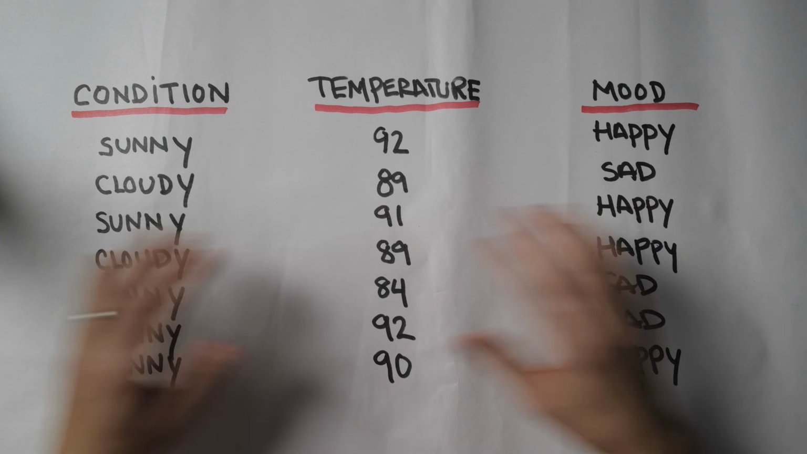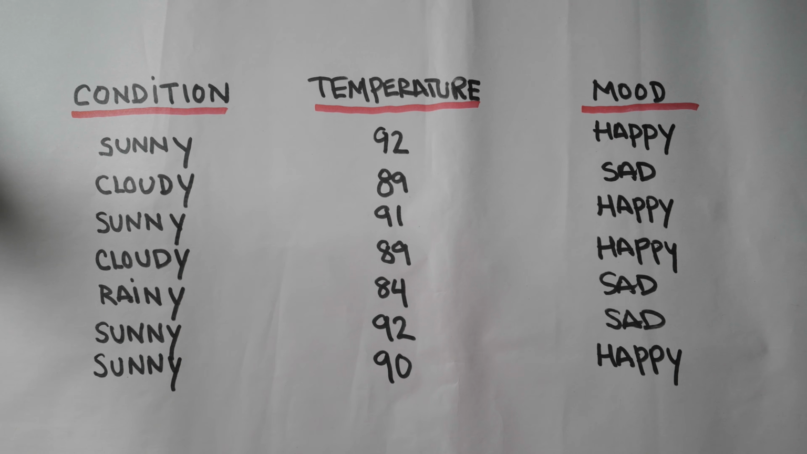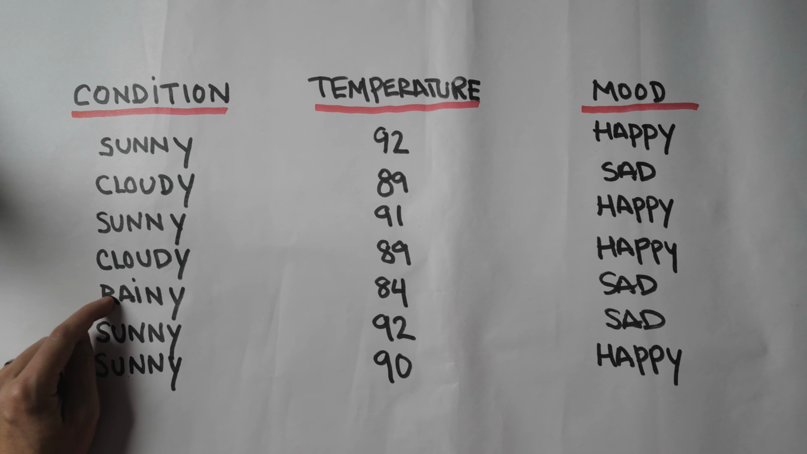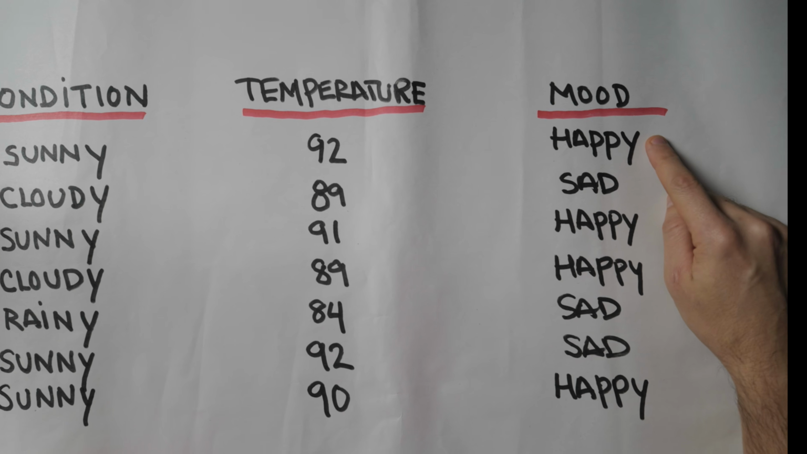So here I have some weather data I tracked over a few days. This is the conditions on that day, whether it was sunny, cloudy, or rainy. The temperature that I tracked in Fahrenheit because, well, that's the way you do it where I live. And then I tracked my mood during those days. Very simple. It's either happy or sad.